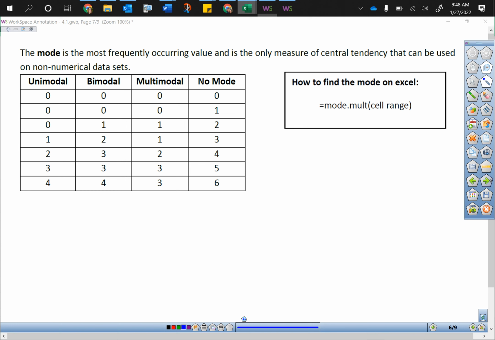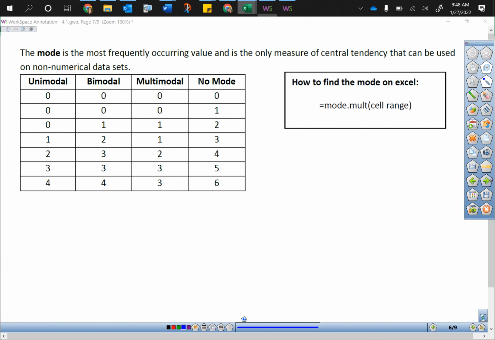I want you to think of it this way. Let's say I'm ordering T-shirts for Hey Thai Stuco, right? And I want to know which T-shirt do I need to buy more of. I would look at which size, small, medium, large, extra large, got the most orders, the mode, and that would tell me which one I need to order more of. Does that make sense? The mode is the only one that works with non-numerical data sets.